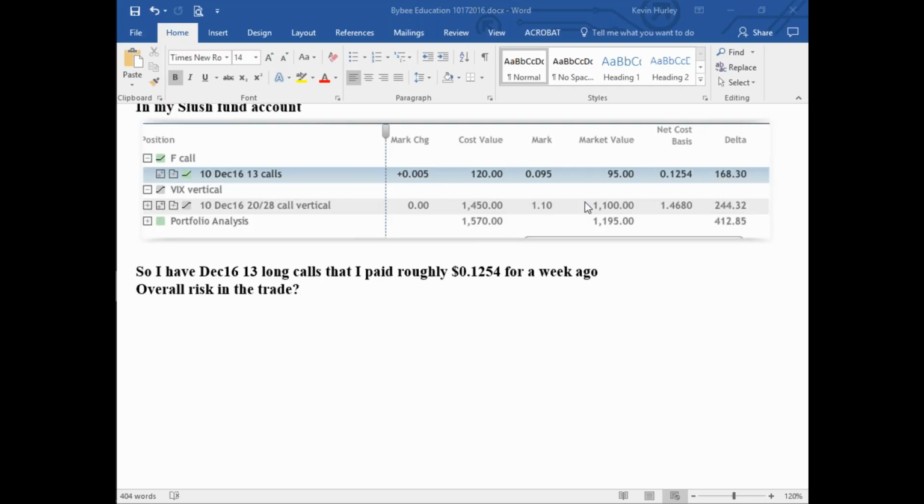Overall risk in the trade, $125.40. I should say it's equal to 254 times 1,000 shares, because I'm doing 10 contracts. Overall risk is $125.40. I have the right to buy Ford at $13.